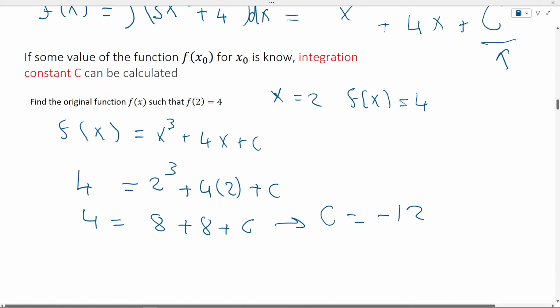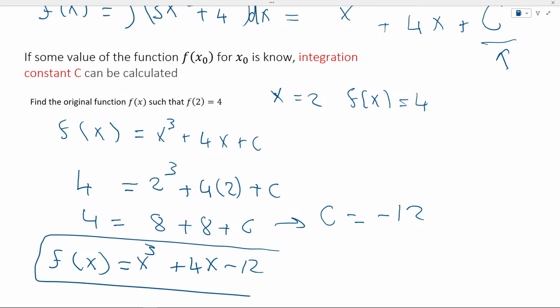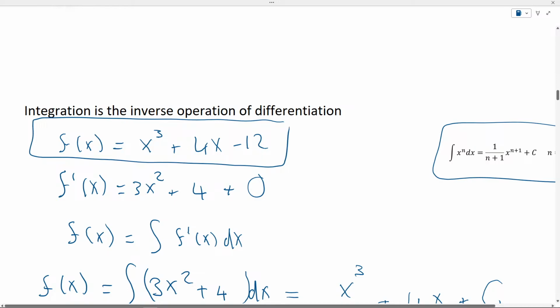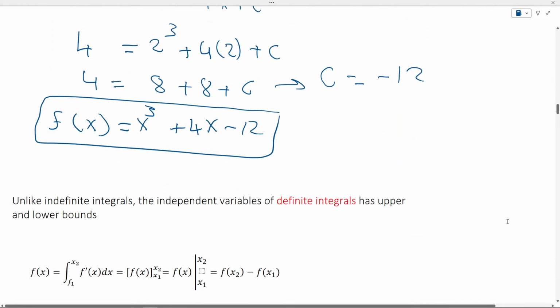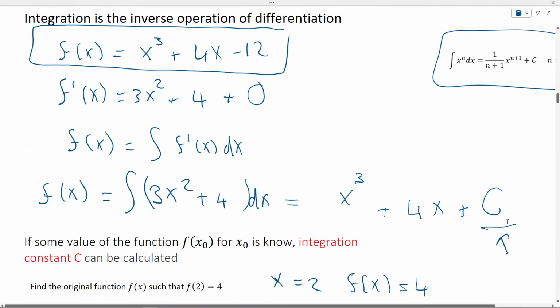Yeah. So now my function f of x would be x to the power of 3 plus 4x minus 12. Wow, I was actually able to recover my original function here. Using integration and using the additional information that I have, I was able to recover my original function. Okay. Now this is what we did.